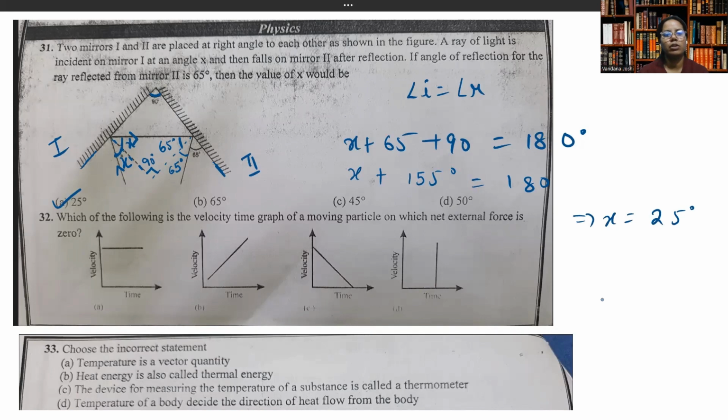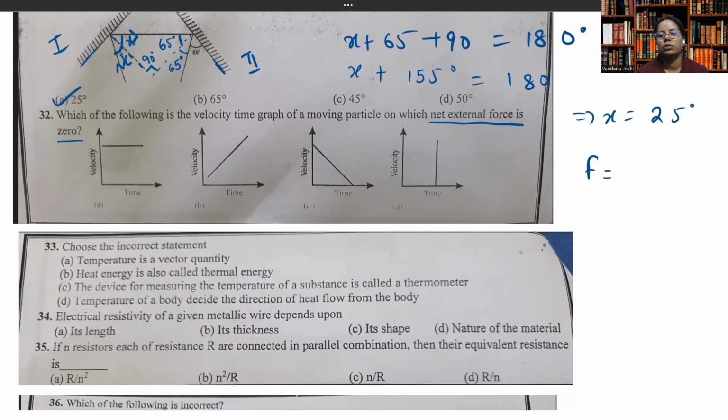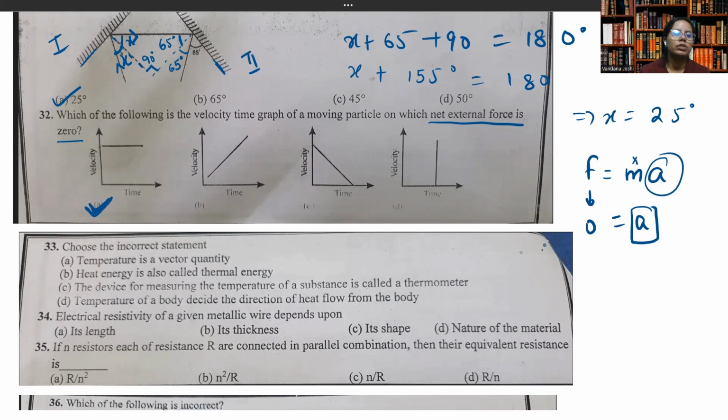Which of the following is the velocity time graph of a moving particle on which net external force is zero? Okay, so force is given as zero. Force basically produces an acceleration in our object. So force is equal to mass into acceleration. If force is zero, mass cannot be zero. We all know that. Acceleration must be zero. Acceleration is zero means that the object is moving with a constant velocity. And out of these graphs, this first one is correct because over here the velocity does not change with time. Value of velocity is same.